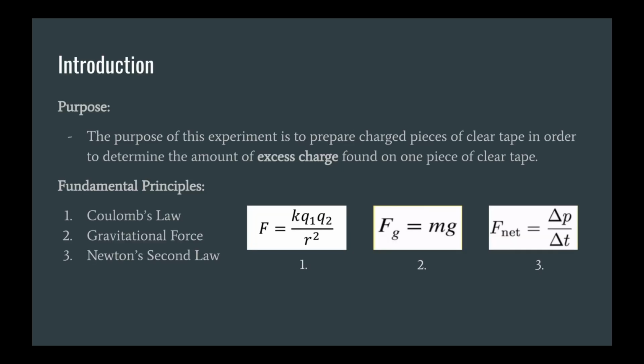The purpose of this experiment is to prepare charged pieces of clear tape in order to determine the amount of excess charge found on one piece of clear tape. Some fundamental principles necessary for this lab are Coulomb's law, which gives us the electric force of an object and from which we can determine the magnitude of the electric force on said object, the gravitational force, which we assume is near the Earth's surface, and Newton's second law, which states that the net force on an object is equal to change in momentum over change in time.